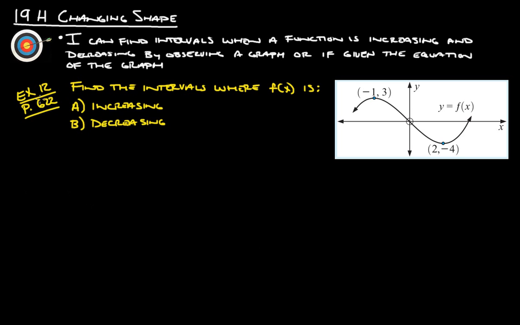First one, example 12 from page 622. It says find the intervals where f of x is increasing and where it's decreasing. Again, it's pretty straightforward. It's just what it's asking for. When is this graph increasing? This arrow is pointing down here, so you have to assume that this goes forever and ever down this way. So it's increasing all the way up to -1.